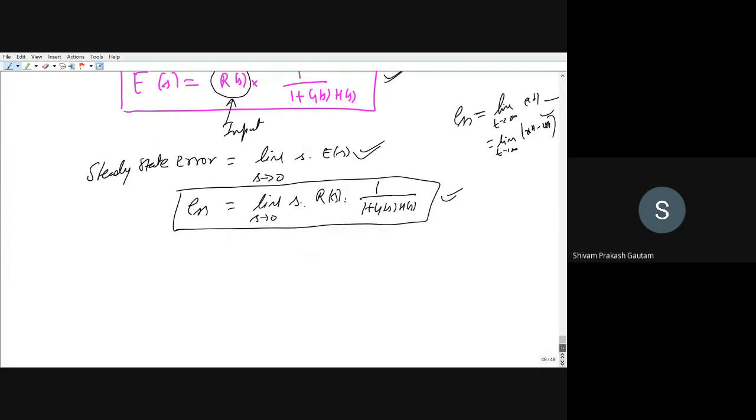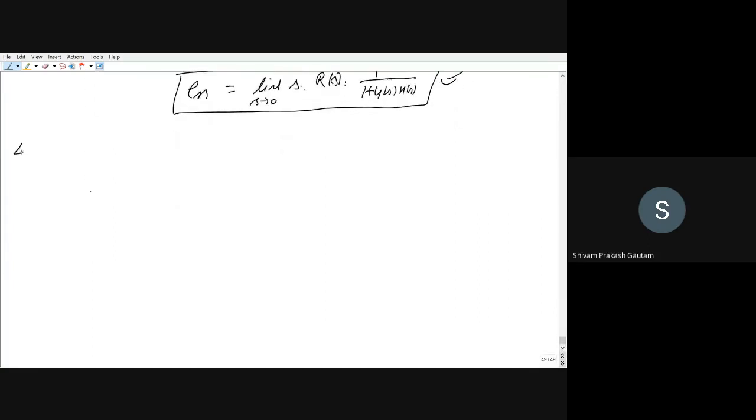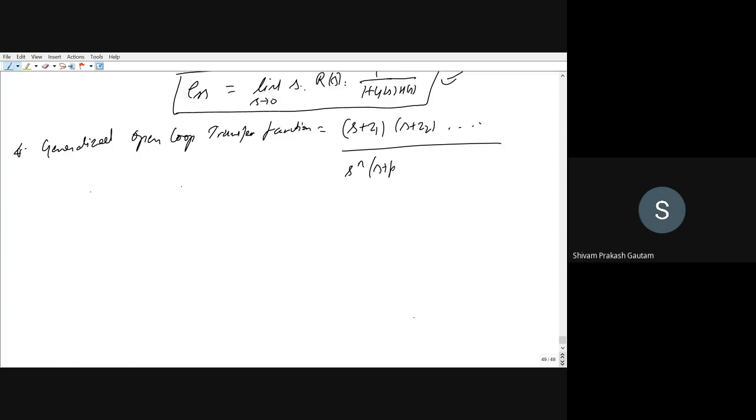Now we will consider a generalized open loop transfer function. Let us say (s plus z1) into (s plus z2) and so on, divided by s to the power n, (s plus p1), (s plus p2), and so on. So what is the type of a system? Can anyone tell me? What is the type of this generalized open loop system?